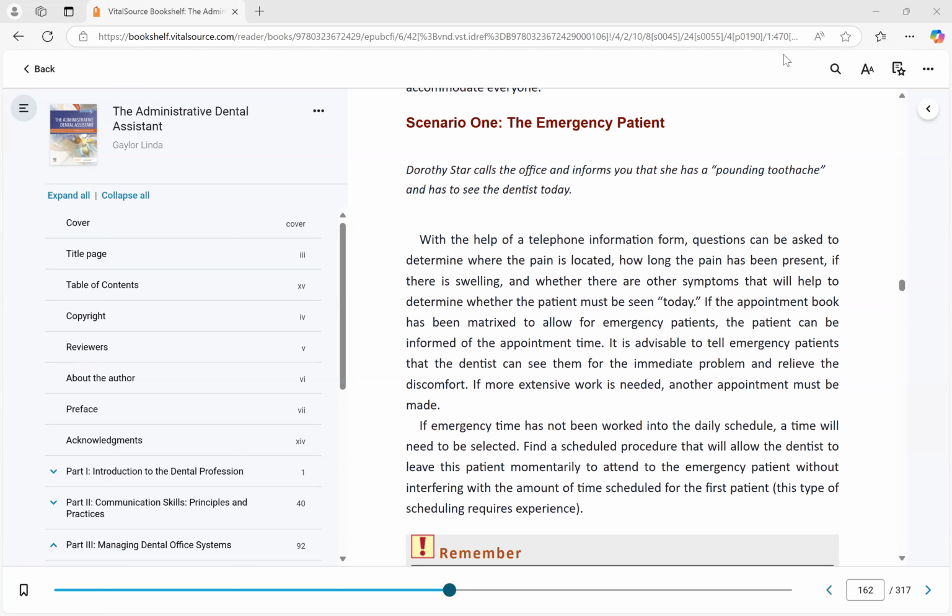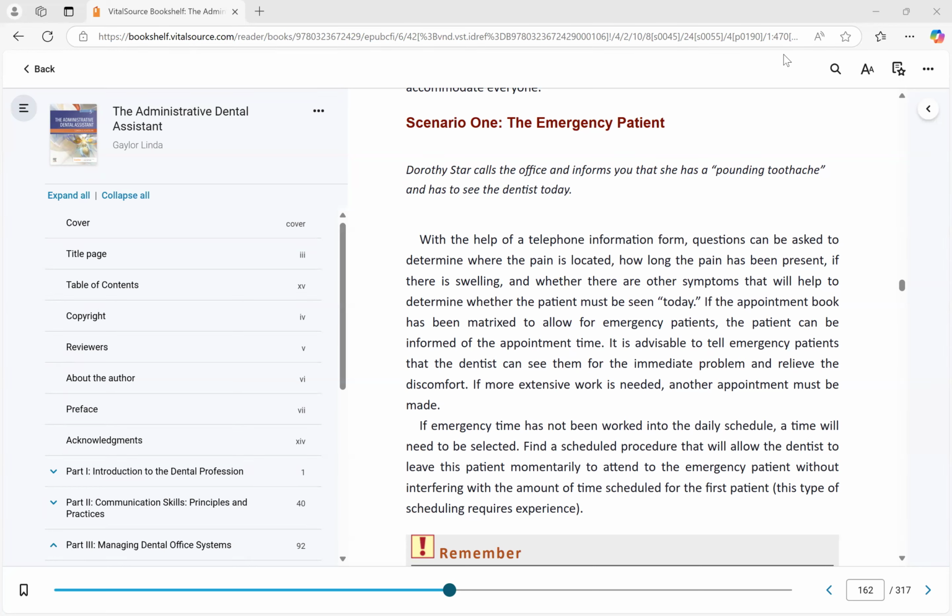If the appointment book has been matrixed to allow for emergency patients, the patient can be informed of the appointment time. It is advisable to tell emergency patients that the dentist can see them for the immediate problem and relieve the discomfort. If more extensive work is needed, another appointment time must be made.